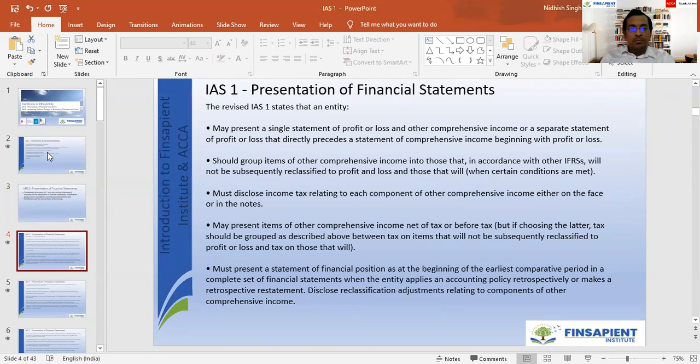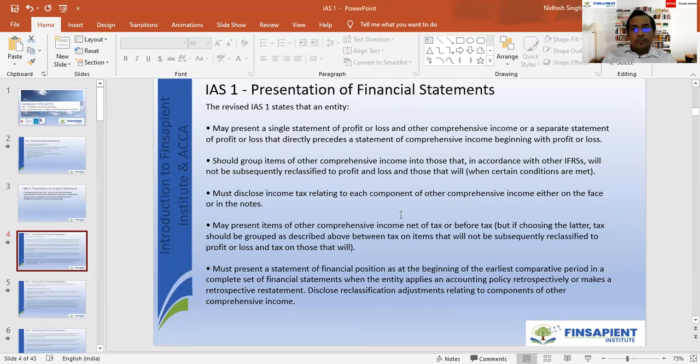IAS 1 requires entities to present a single statement for profit and loss and other comprehensive income. It also gives the flexibility to produce the profit and loss separately, but then the statement of comprehensive income needs to be just at the bottom of this. So essentially, profit and loss needs to be supplemented by the comprehensive income statement. Hence, this is called profit and loss and other comprehensive income.